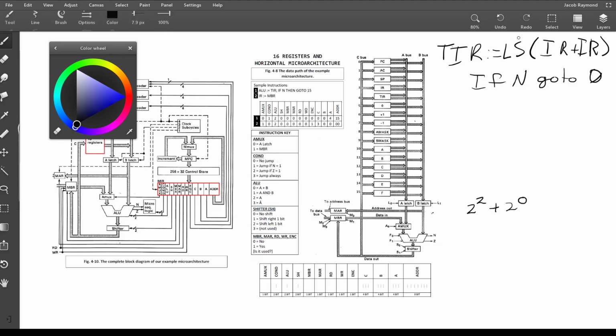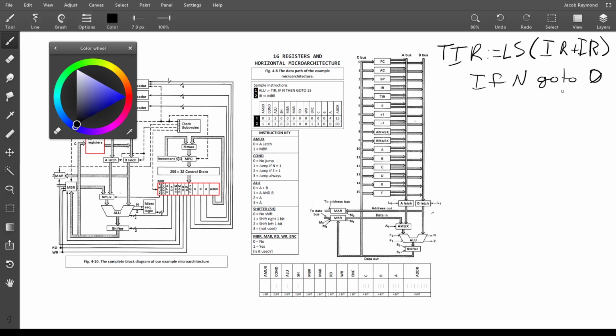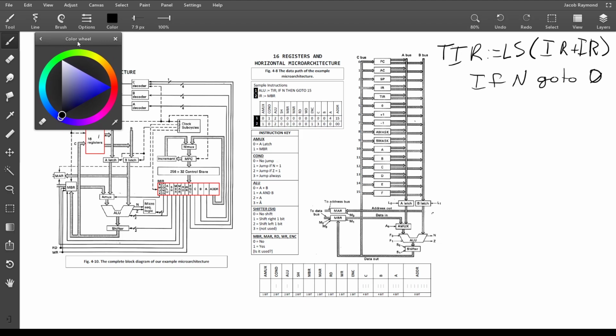And so doing this operation here, TIR equals left shift IR plus IR, it's basically doing TIR equals 4 times IR. So just something useful to note is that left shifting is used for multiplication, or can be used for multiplication. And you will learn more about that in one of the future labs.